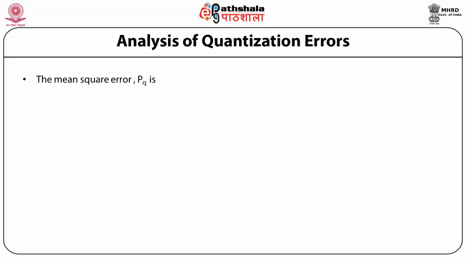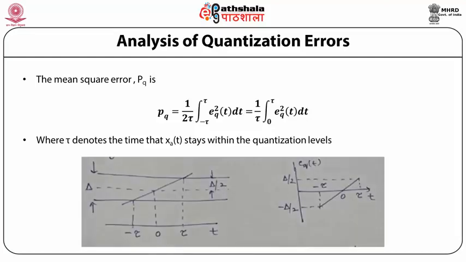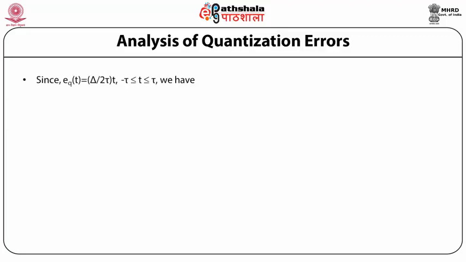The mean square error Pq is Pq equal to 1 by 2 tau multiplied by the integral from minus tau to plus tau of eq square(t) dt, equal to 1 by tau times the integral from 0 to tau of eq square(t) dt, where tau denotes the time that x(t) stays within the quantization levels. This figure shows the delta and the variation of eq(t) with t. Since eq(t) equals delta by 2 tau multiplied by t, where t varies from minus tau to plus tau, we have Pq equal to 1 by tau multiplied by the integral from 0 to tau of (delta by 2 tau) square t square dt, which is equal to delta square by 12.